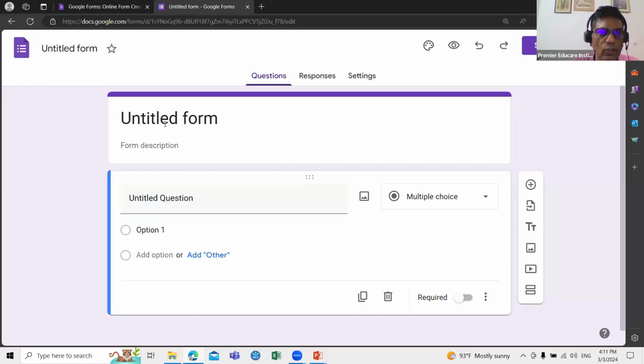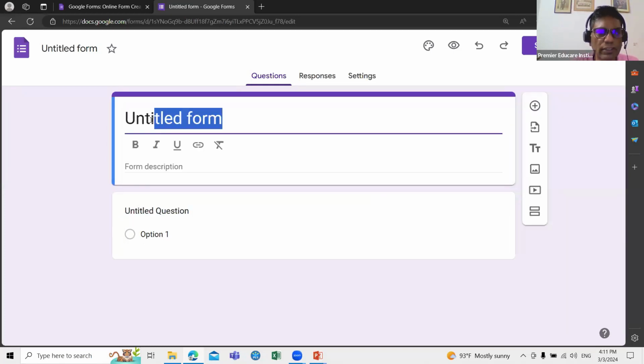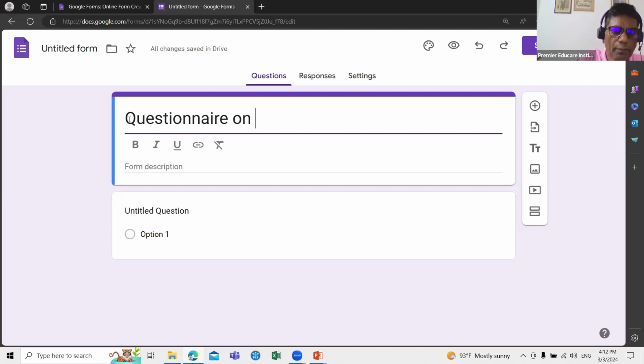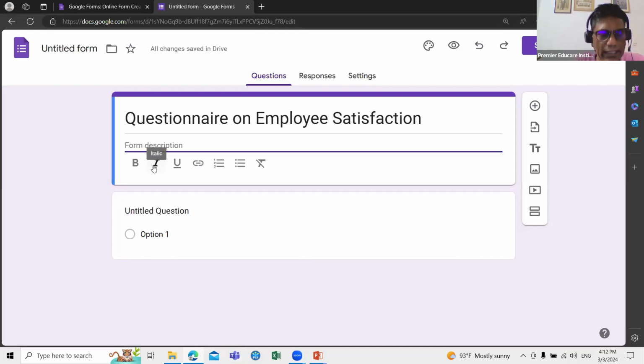Very simple. Here you have to write down the name of your survey. Here in this case, questionnaire on employee satisfaction, right? Very small but very comprehensive questionnaire, employee satisfaction. Okay, now that's finished. Now you can write whatever details you want to complete here. For example, here that there are 30 respondents, or whatever the description you can write here.